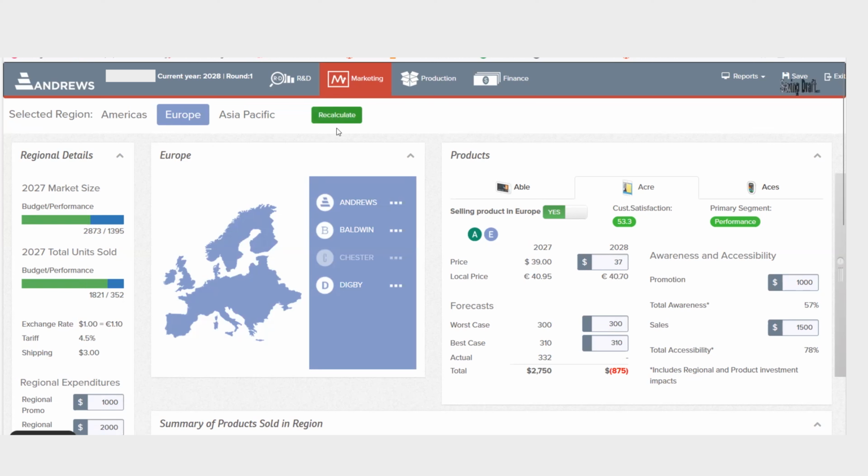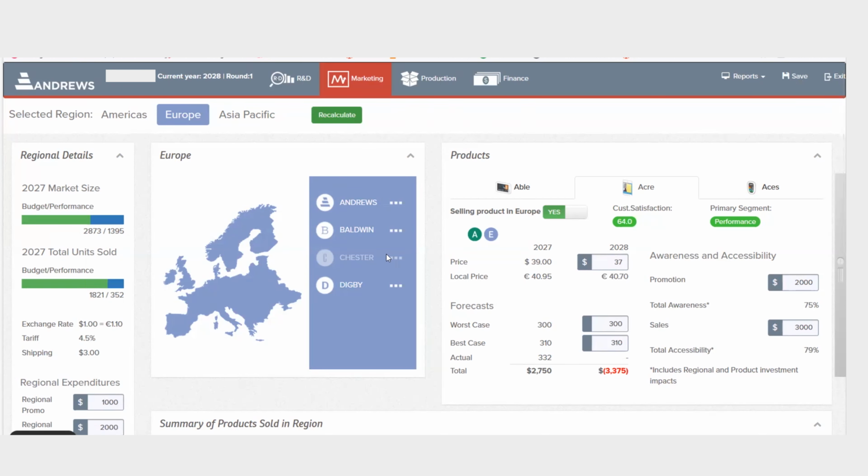And in this case, you can see for acre, we are changing the price to 37, and then promo we are having 2,000, sales we are having 3,000. And then for worst case, we are having 400, and then best case, we are going to have 500. And then for regional expenditure, just like what we had for Europe, for our able product, is going to remain the same, 1,000 and 2,000 respectively.